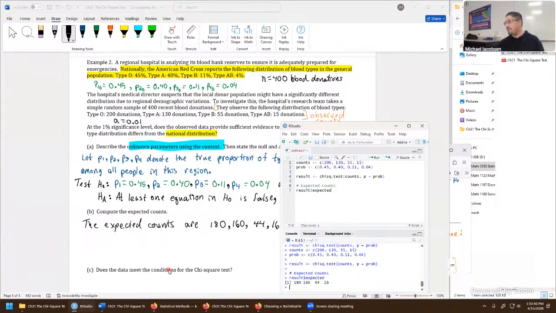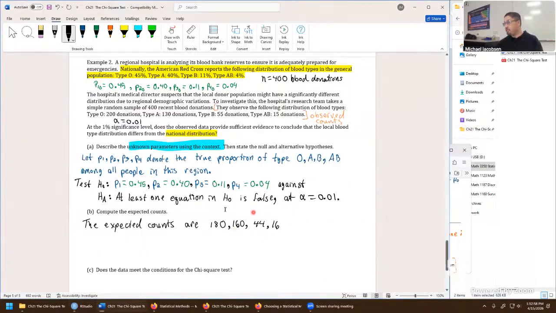Effectively, all it's really done is taken the sample size of 400. We want to check the first expected count 180, multiply times 0.45. That's where we're getting the 180. Multiply that 400 by 0.40, you get the 160, and so on. This is just a little bit more convenient way to do it. And it becomes wildly convenient when we look into chi-squared for two-way tables in the next chapter.